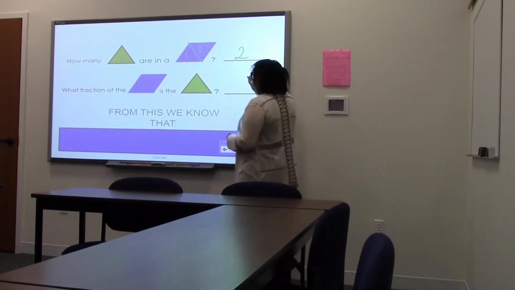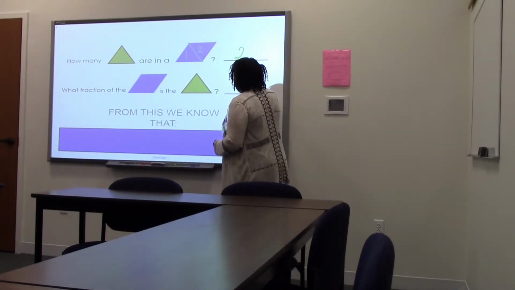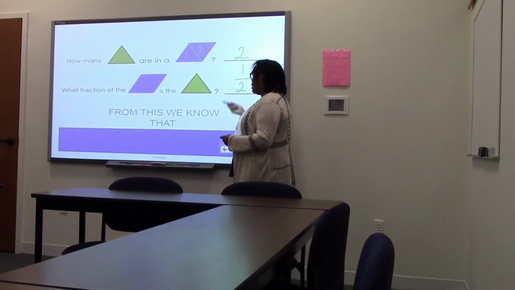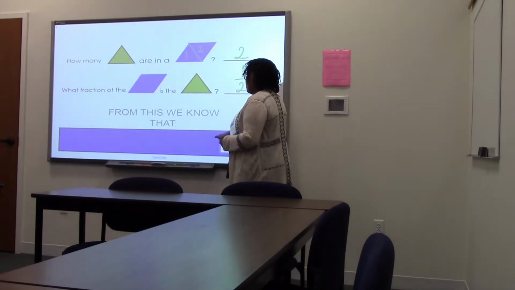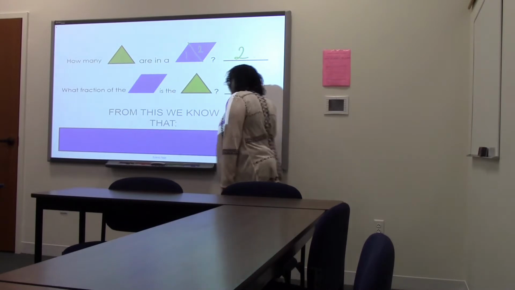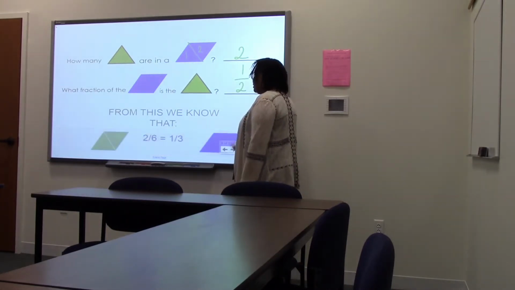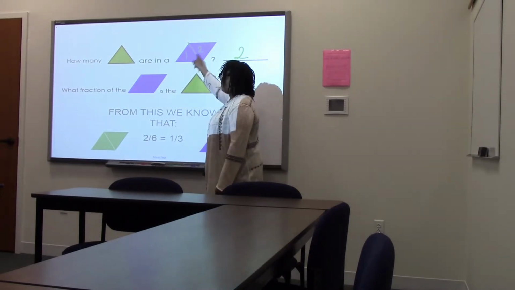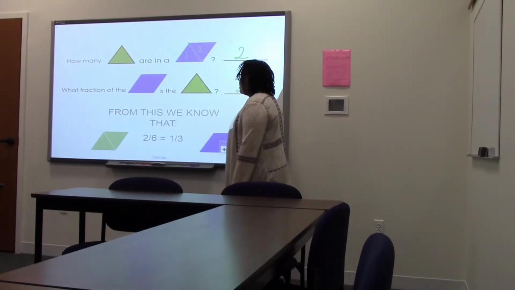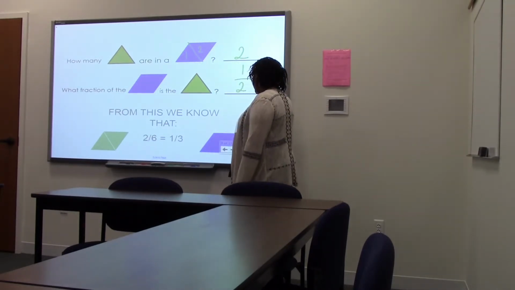1/2. Good job. So if we know that one green triangle is 1/6, then how many is 2 triangles? 2/6. And so then if we were to click here, we would know that 2/6 is equivalent to 1/3. And as you can see here, we know that there's 2 triangles inside of a blue rhombus.